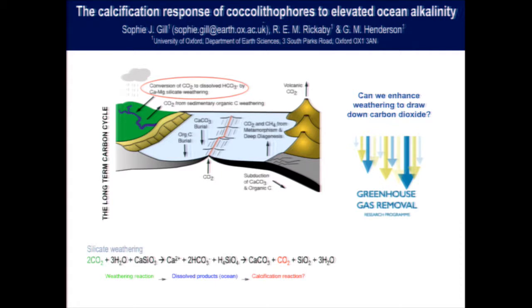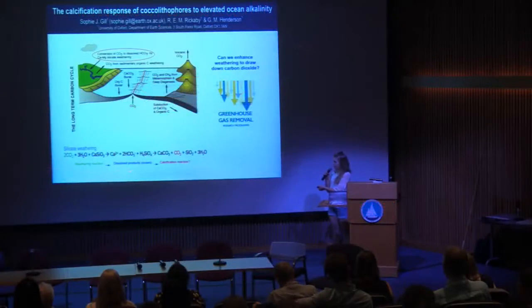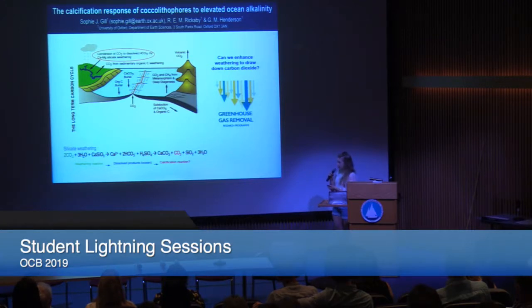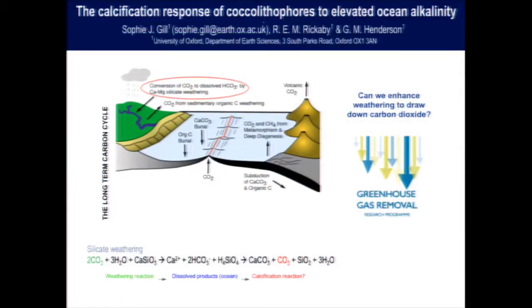But there are two major unknowns associated with this. Well, there are actually a lot of unknowns, but there are two that I'm trying to look at in my PhD. The first is what the growth response is to increased alkalinity in major phytoplankton groups. And the second is what the calcification response of major calcifiers in the surface ocean is. That's important because calcification releases CO2, so that could undo any net sequestration of CO2 that we're trying to achieve.